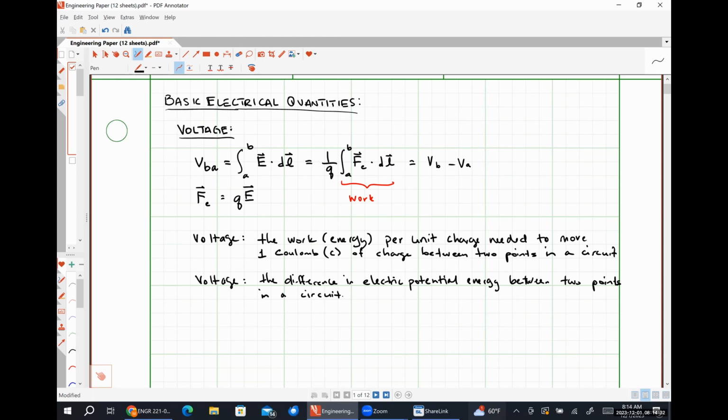So energy is a conservative quantity, right? We know that the law of conservation of energy says that energy cannot be created or destroyed. Work is nothing more than the transfer of energy. So the amount of energy transferred has to sum to zero in a closed system.